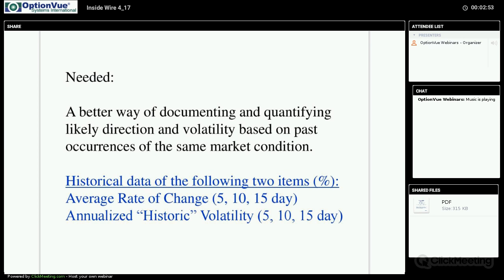So what we came up with in parts 1 and 2 was having 2 parts to our report: the average rate of change, both 5, 10, and 15-day looks into the future. And then we went with standard deviation on part 1, but switched it last week in part 2 to having an annualized historic volatility, or what we're going to call realized volatility, 5, 10, and 15 days.